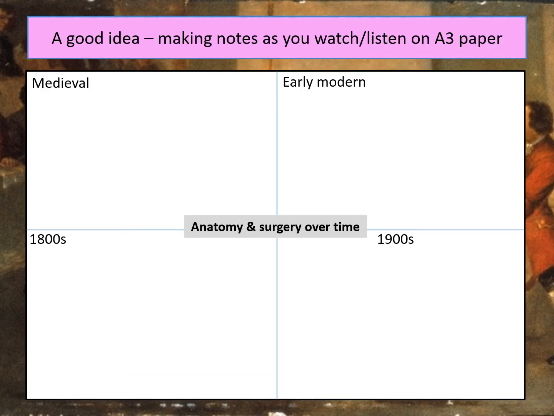Again, this is an optional activity, but could be a good idea for you to make some notes basically as you're watching this video. So you could take an A3 sheet of paper, divide it into the 4 time periods, put anatomy and surgery over time as a heading on there, and then you could make some very brief notes on those 4 periods as we go through. Obviously, you don't need to write down everything because you've already got it on those information sheets printed for you.